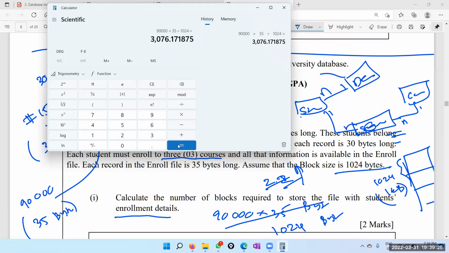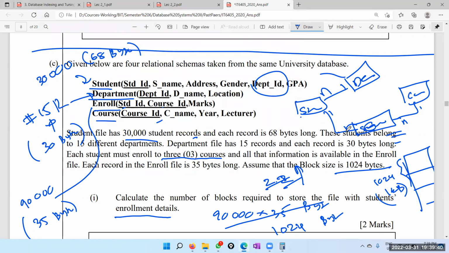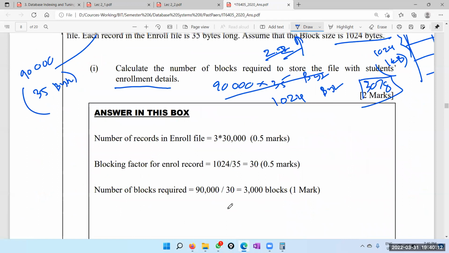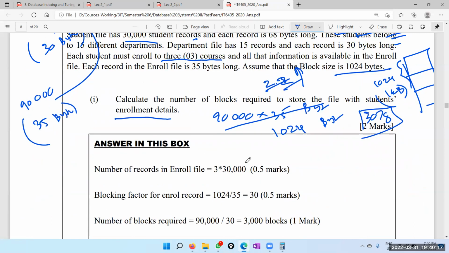Okay, I got 3076 point something. So that is huge. Is it possible? I don't know. What I'm getting is 3078 blocks. Can it be that big? 3078 blocks. Let's double check again. 90,000 records. One record will take 35 bytes. Is it 90,000? Yes, 30,000 into 3. And block size is 1024. Oh yes, I got 3078. So this one is correct.